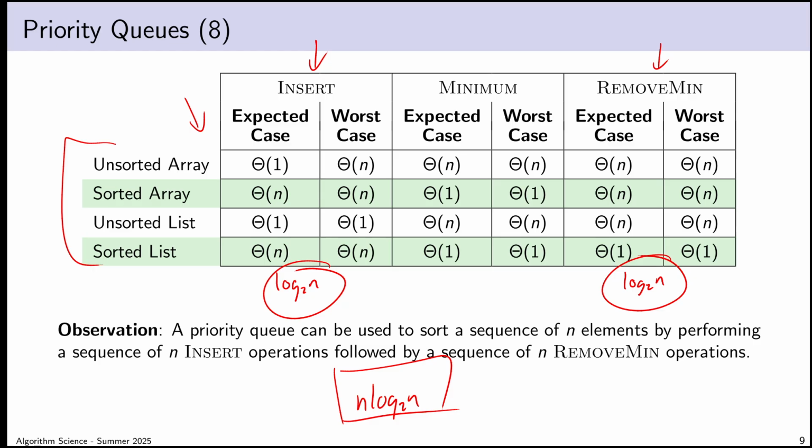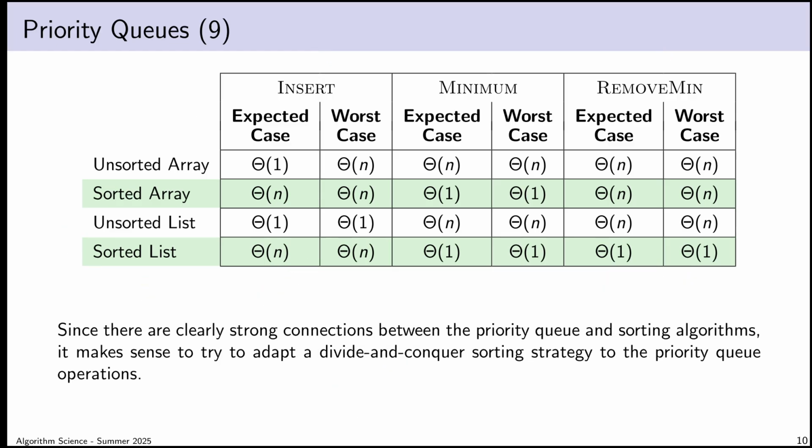Well, I could try basing my data structure on a divide and conquer sorting algorithm. Let's see if we can find a way of adapting a divide and conquer strategy to this priority queue data structure. Now, this is a bit tough, so I'm going to start with a thought experiment. Let's just think about what it would mean to use a divide and conquer approach on a data structure.